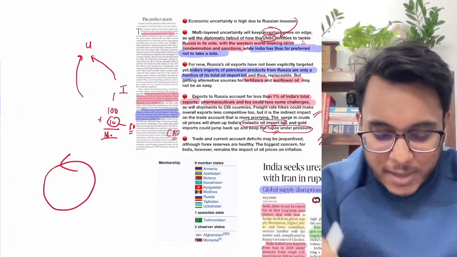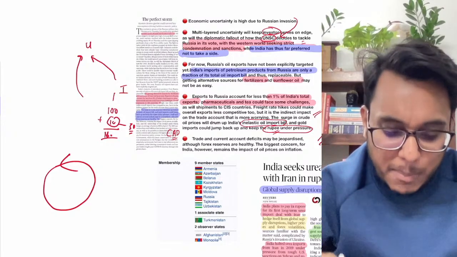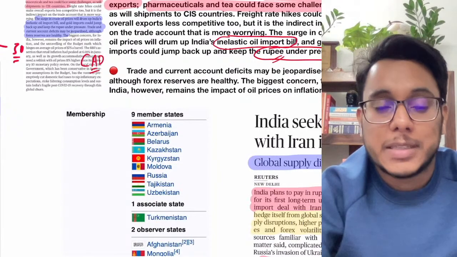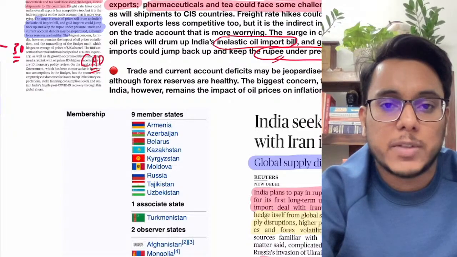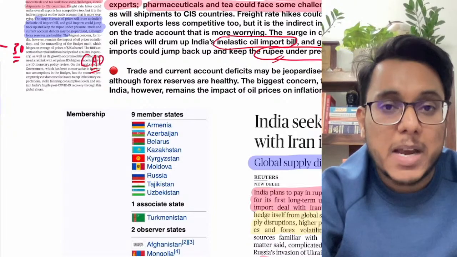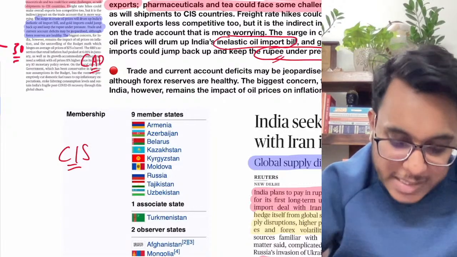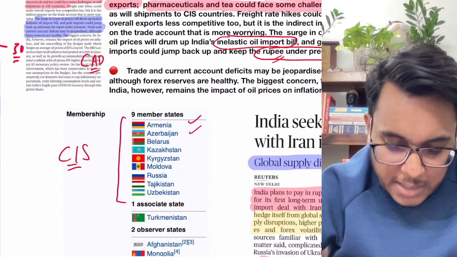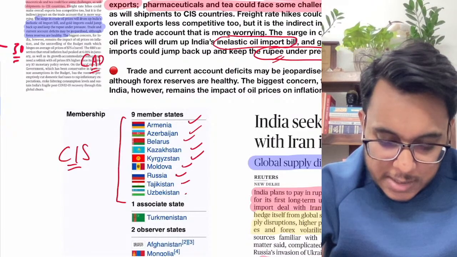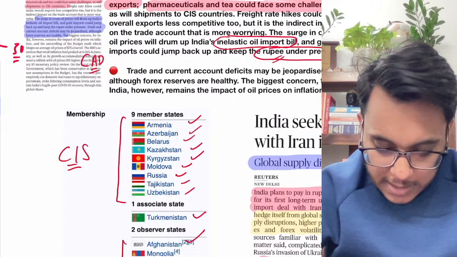Fine. Now when we talk about Russia, because of Russia there might not be a very big impact, but at the same time, guys, there is the Commonwealth of Independent States, CIS. Now the Commonwealth of Independent States is a very big market for Indian exports. CIS, Commonwealth of Independent States. Into the CIS there are 9 members: Armenia, Azerbaijan, Belarus, Kazakhstan, Kyrgyzstan, Moldova, Russia, Tajikistan, Uzbekistan, and Turkmenistan is an associate member, and the observer members are Afghanistan and Mongolia.